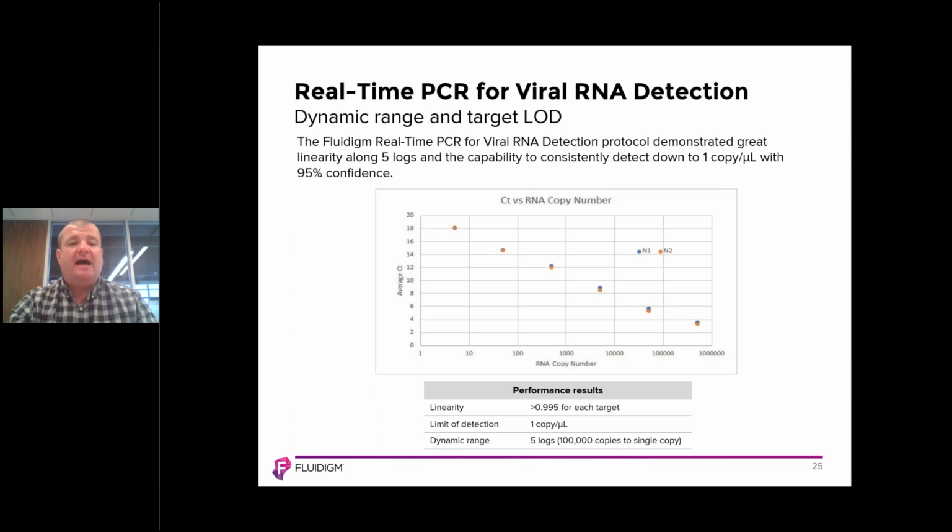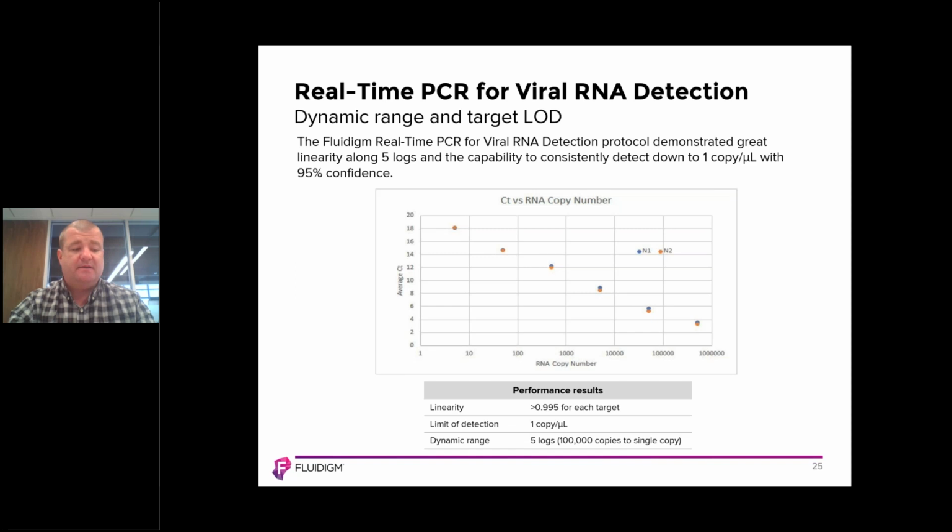On this slide, when we look at the dynamic range and the target limit of detection using the Fluidigm real-time PCR protocol for viral RNA detection, we're able to show great linearity across 5 logs and the capability to consistently detect down to 1 copy per microliter with 95% confidence. This is shown when we look at the assay of N1 in blue and N2 in orange on this plot. Again, linearity of greater than 0.995 for each target, limit of detection of 1 copy per microliter across 5 logs.